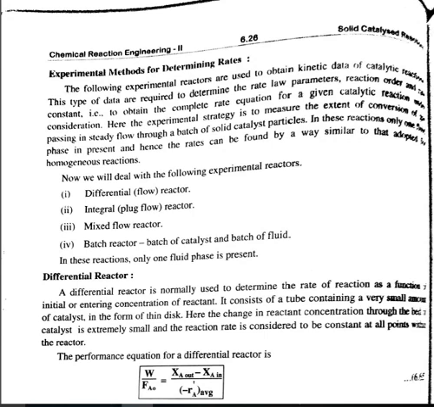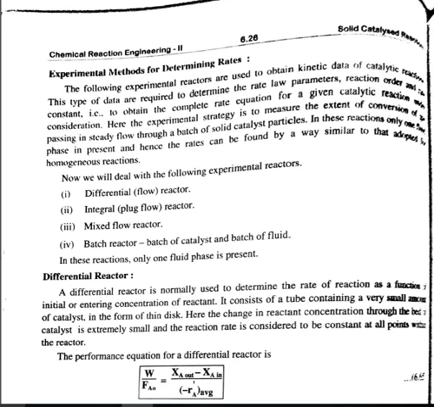So in chapter number 5, solid catalyst reaction, we discuss the types of catalyst, the definition of catalyst and the characteristics of catalyst. Now another topic is the experimental methods for determining the rate, through which we can easily determine the rate of the reactions.